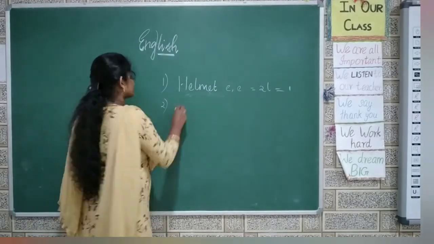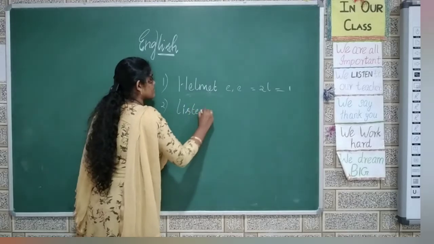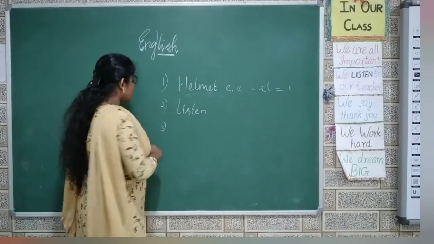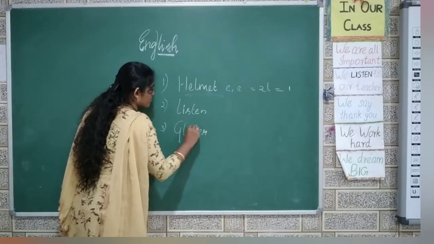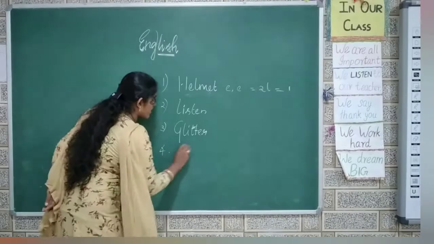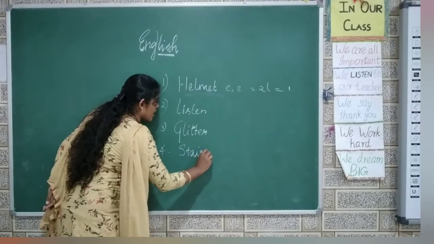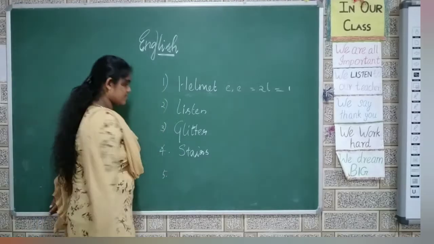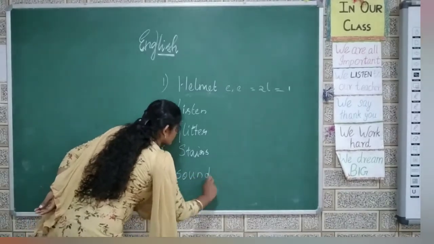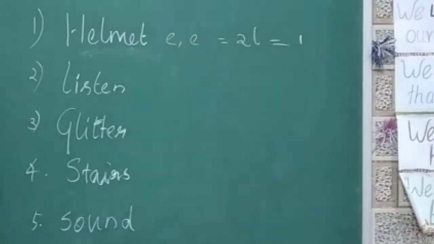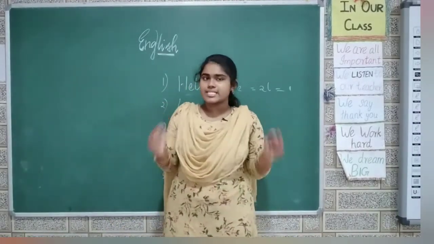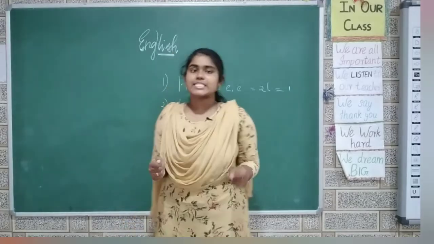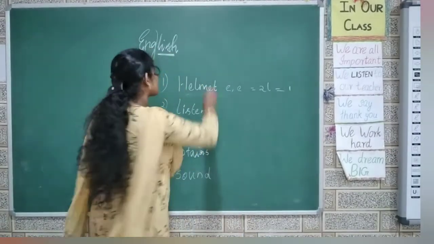Second word is listen. Third word is glitter. Fourth word is stairs. And the final fifth word is sound. So I have given 4 more words for you: listen, glitter, stairs and sound. Please write them down in your rough note and send a snap to me. Clear? Today's activity is word counting.